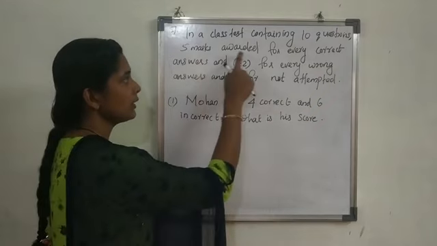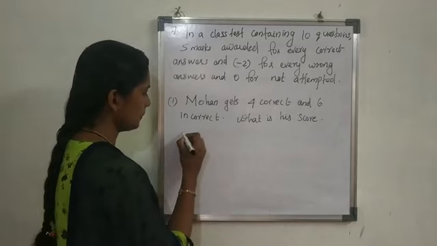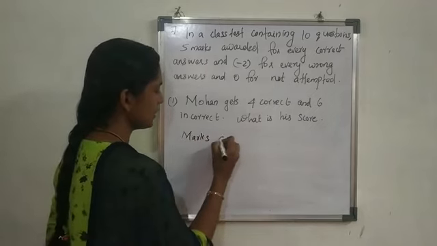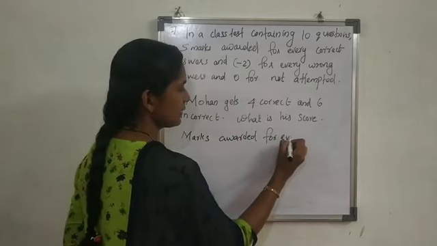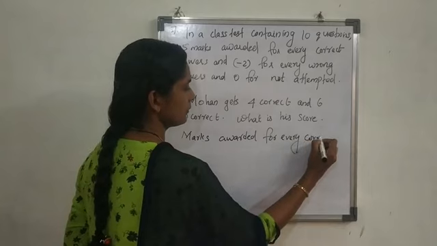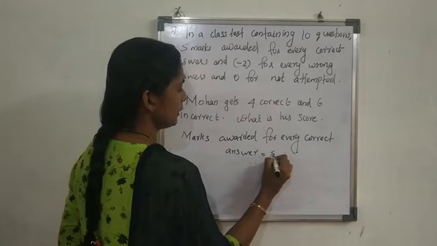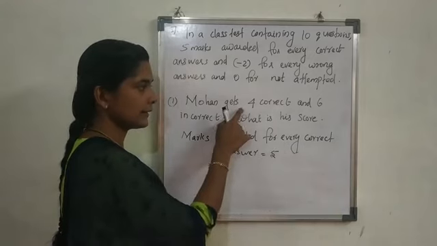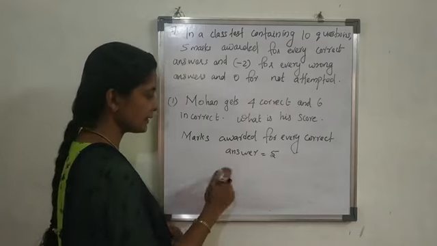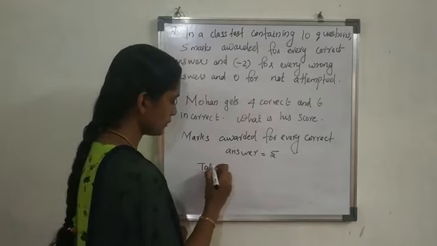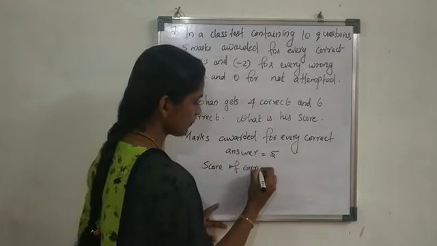The marks awarded for every correct answer is 5 marks. Then how many correct answers are there? 4 correct answers. The total score for the correct answers is how much? Score of correct answers.